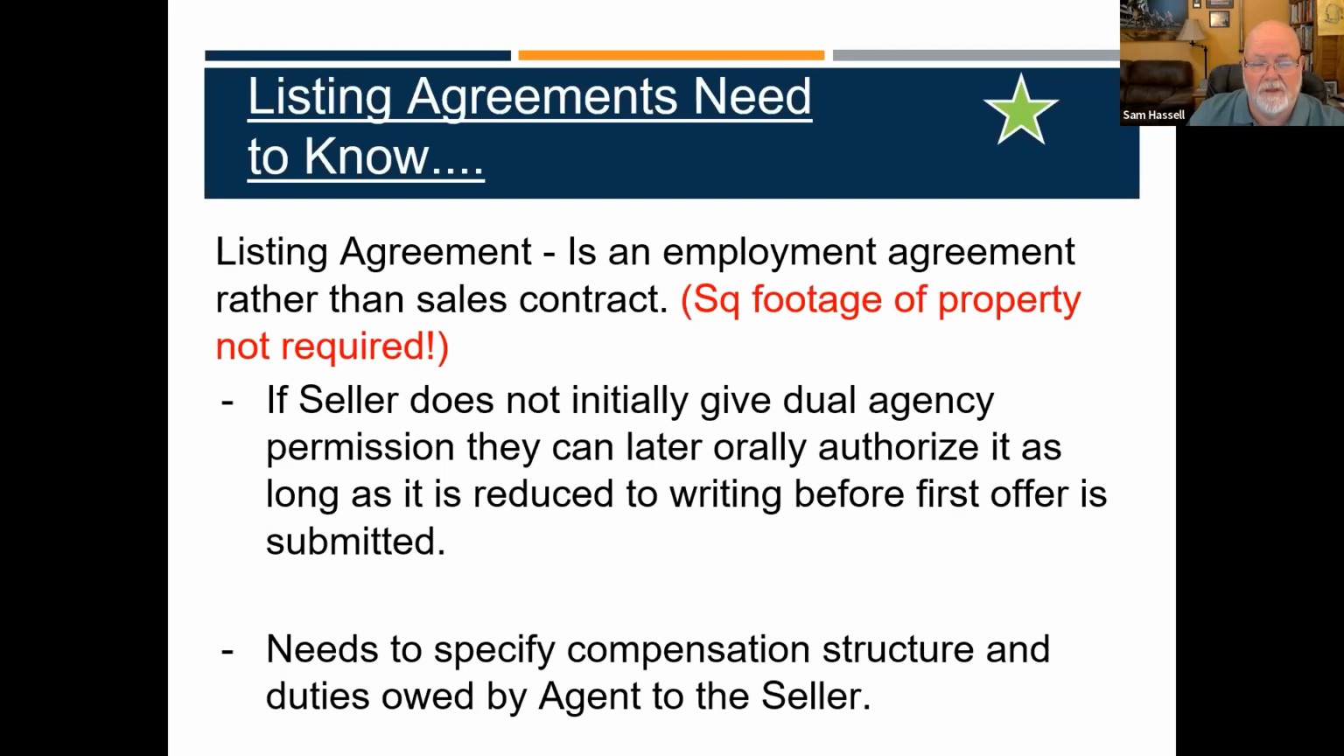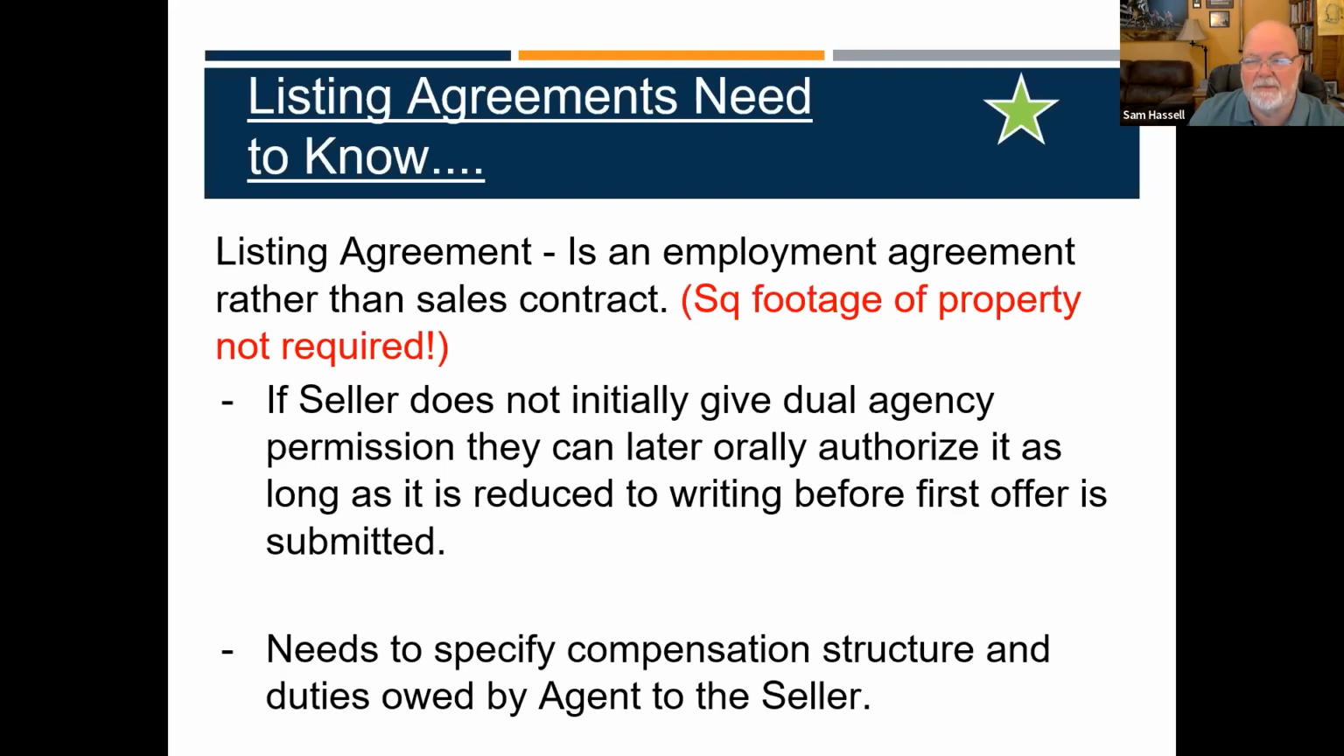Okay. So if the seller does not initially give dual agency permission, they can later orally authorize it as long as it's reduced to writing before the first offer is submitted. So you can call them up, but then you better bring them a document, all right, so they can sign off on it.